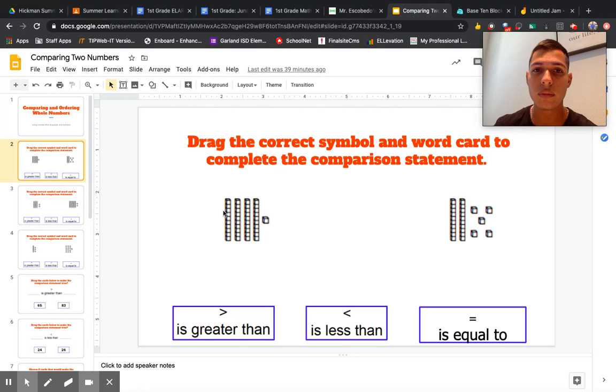Okay. It says, drag the correct symbol and word card to complete the comparison statement. So first off, we worked with base 10 blocks last lesson, so we should be very familiar with these. All right, I'm going to go ahead and actually copy these two onto my base 10 block.